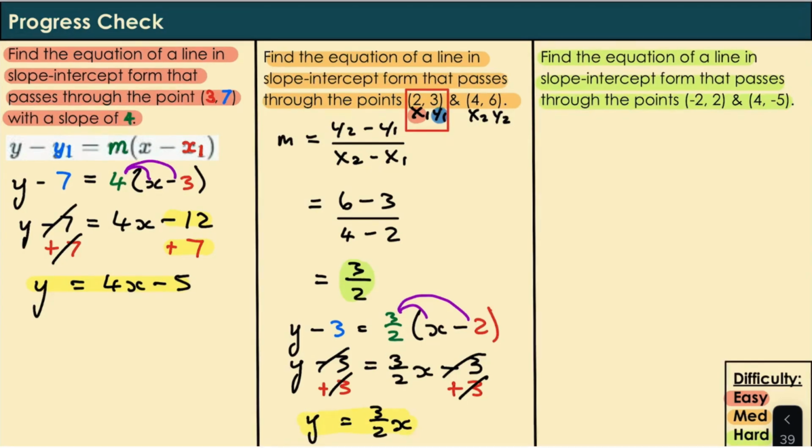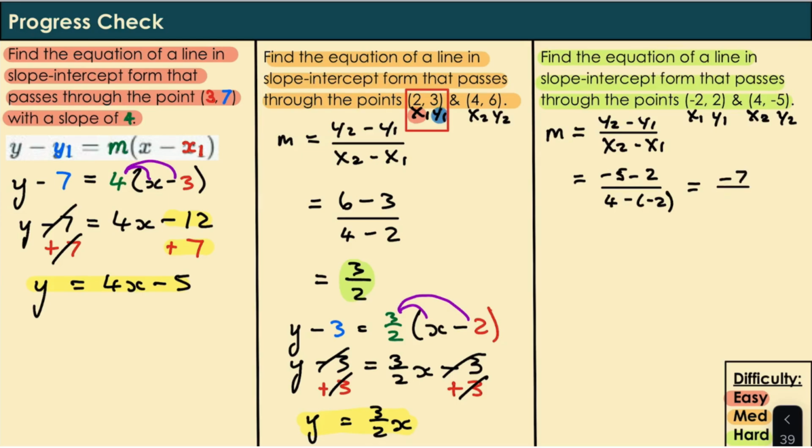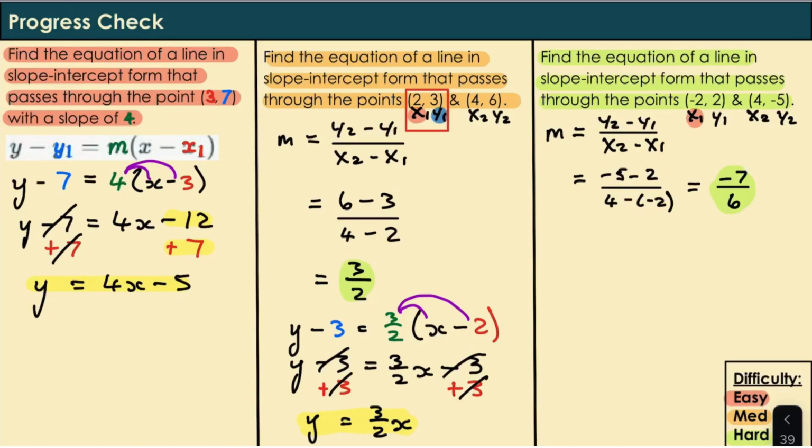Find the equation of a line in slope-intercept form that passes through the points negative 2, 2, and 4, negative 5. Step 1, write the slope formula and label those points. We put those points into the formula. Now I'm just working to the right because I'm running out of space. Negative 7 over positive 6. So we now have our slope value, and we have our x1 here, and we have our y1 here. Negative 2, 2. So we now substitute those values into our point-slope form equation. So we'll simplify on the next line.